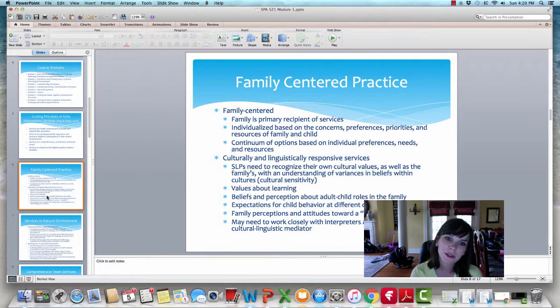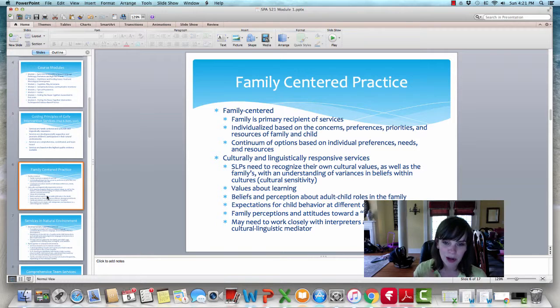So what does it mean to be culturally and linguistically responsive to services? Well, SLPs need to recognize their own cultural values, so what you're bringing to the table as an SLP, as well as the families, with an understanding of variances and beliefs within cultures. So even if you have 2 African American families, they might not have the same values across families.